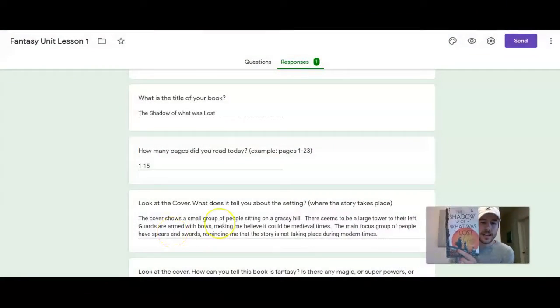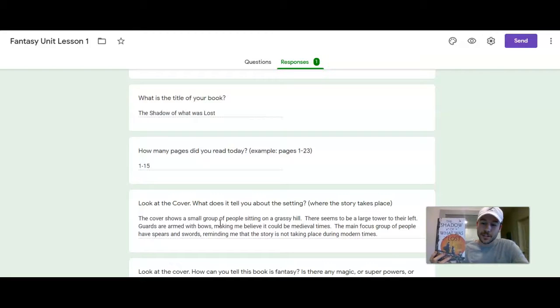So, my inferences that I'm making here, I said that it looks like there's a small group of people on a grassy hill. So where's the story taking place? Maybe it starts on a grassy hill. There's a large tower to the left. It could be medieval times. They have spears and swords, reminding me that it's not modern times. So again, you're making inferences just based on the clues that you get from the cover. If you are using Learning Ally, there are still covers when you download the book.